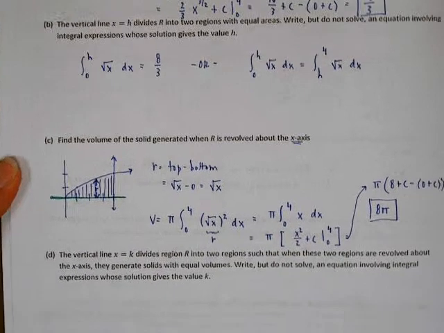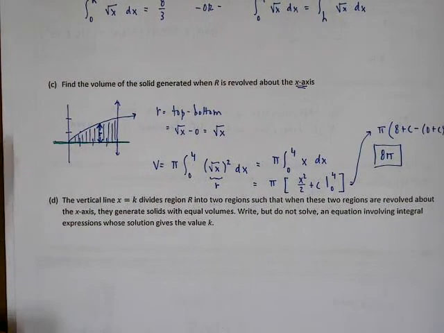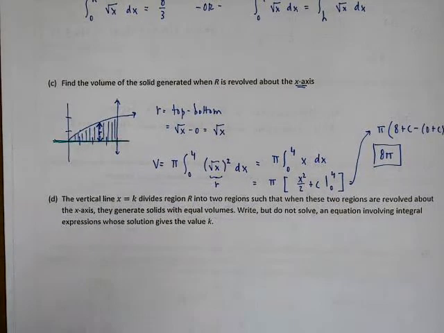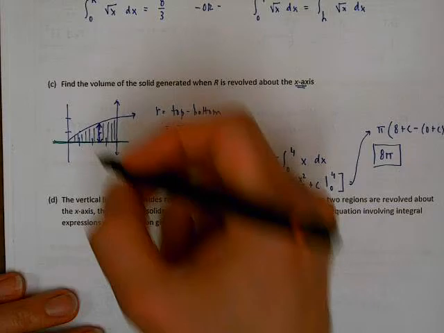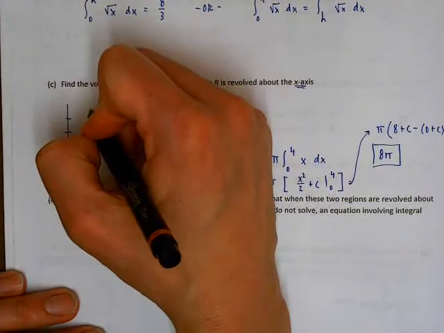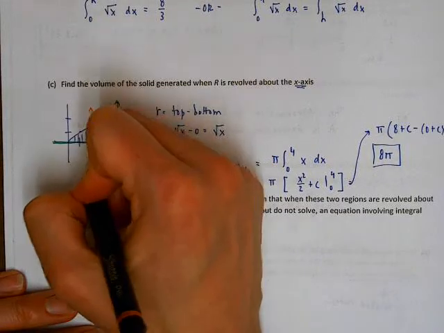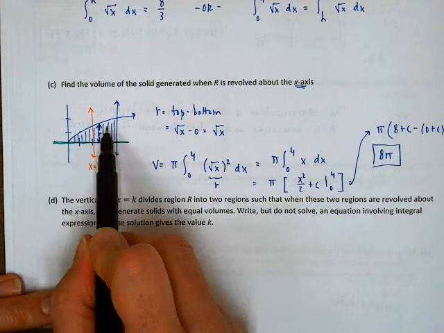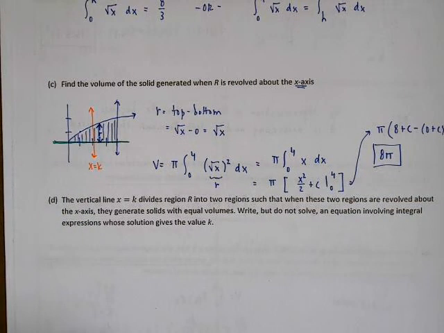All right, so the last piece, the vertical line x equals k. Again, we've got this idea of a vertical line. In this case, it divides the region R into two regions such that when those regions are revolved, they generate solids with equal volumes. So if I had x equals k, it means that revolving this region and revolving this region will give me equal volumes. Again, we're asked to write, but not solve, an equation involving integral expressions whose solution gives the value of k.